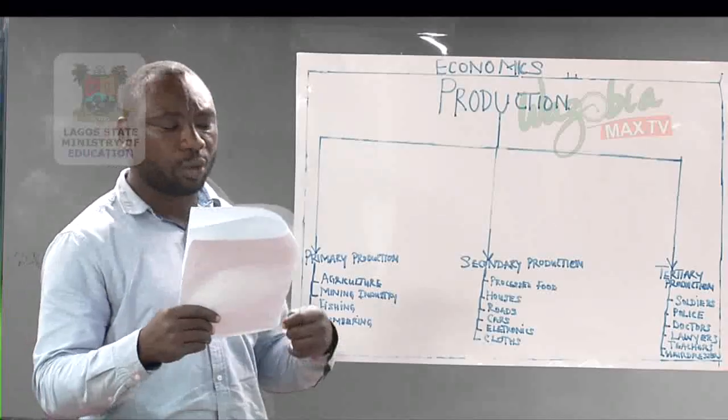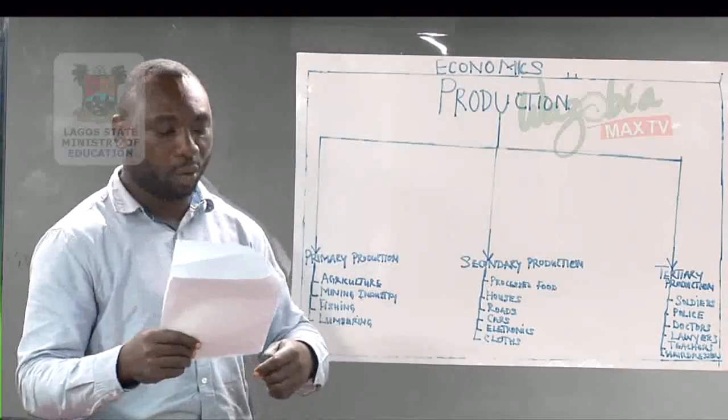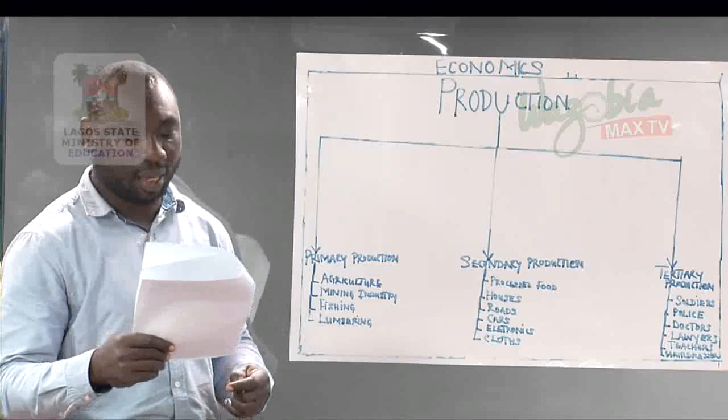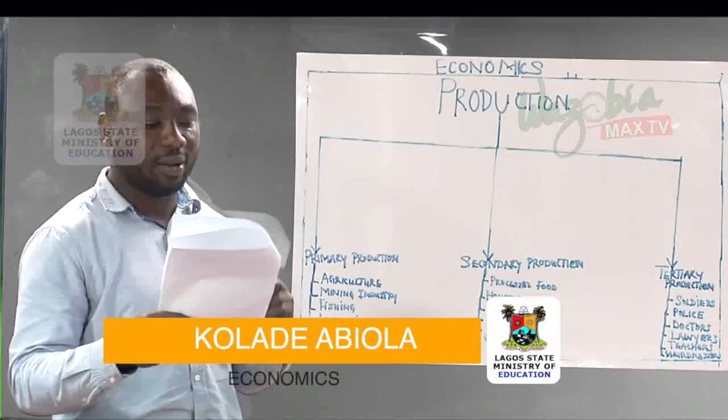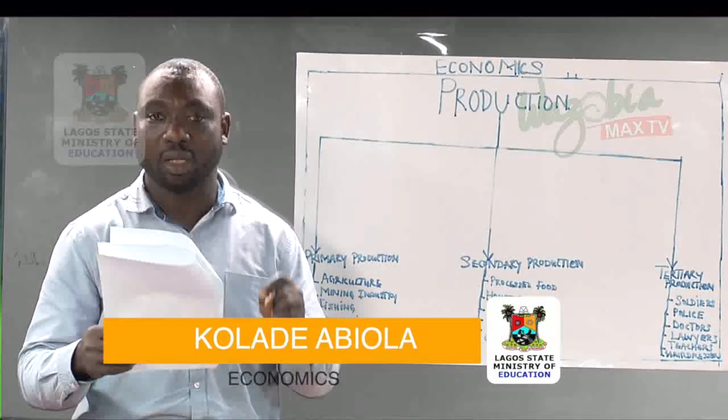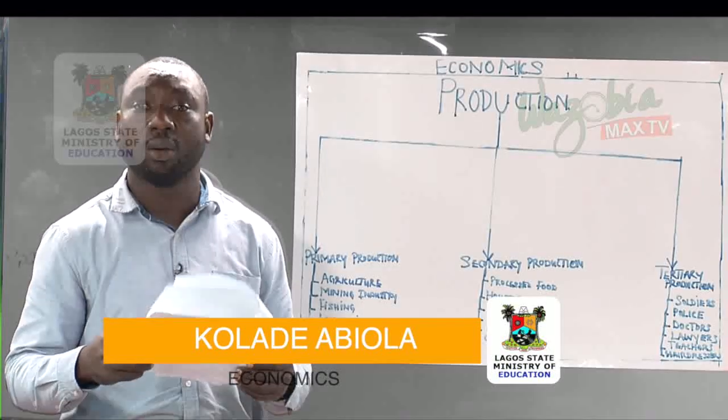Then the nature of the good. What type of good are you going to produce? From there, with that, we determine the factors of production.